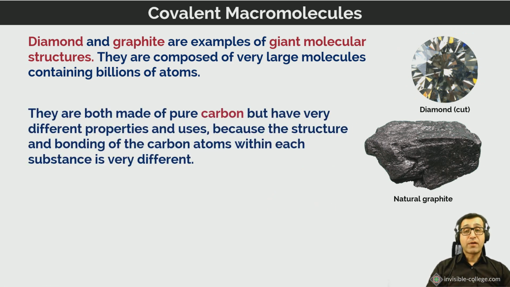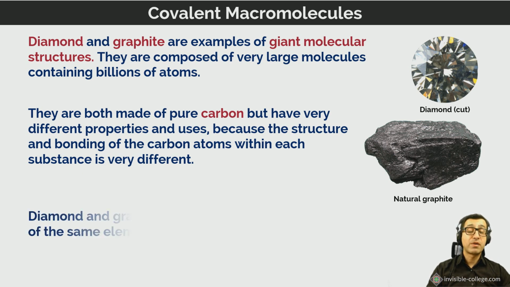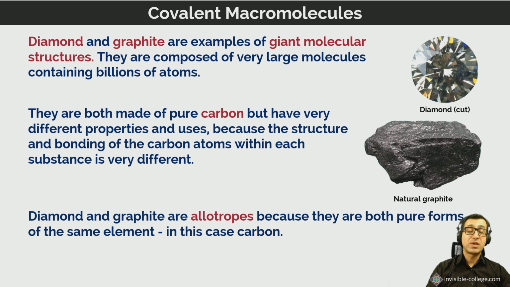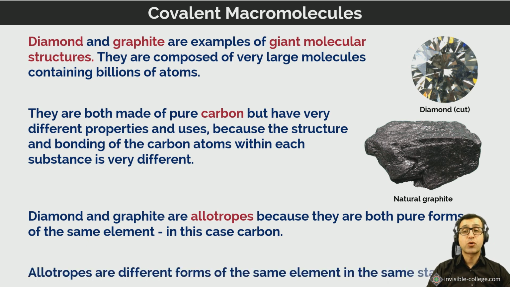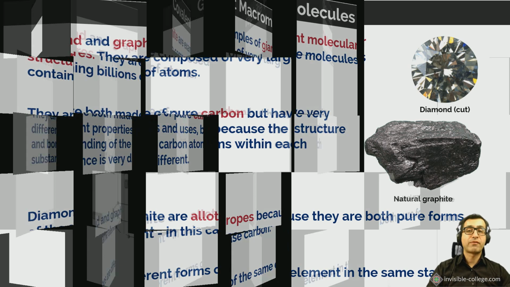So both diamond and graphite, they're made up of carbon, but they have different properties and uses because the structure, the arrangement of the carbon atoms, and also the arrangement of the bonds between those carbon atoms is very, very different. So we call diamond and graphite allotropes of carbon because they're both pure forms of the same element in the same physical state, solids and liquids, with differing physical properties. So let's take a look at graphite first.